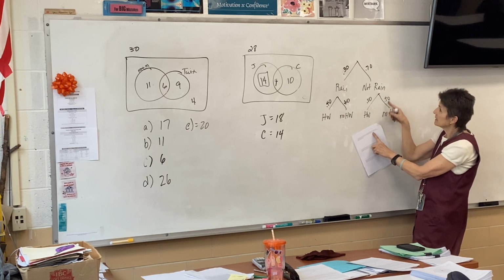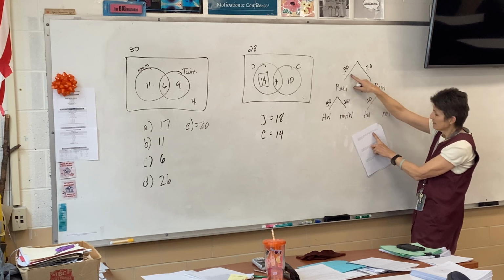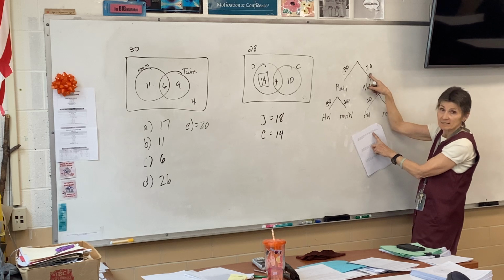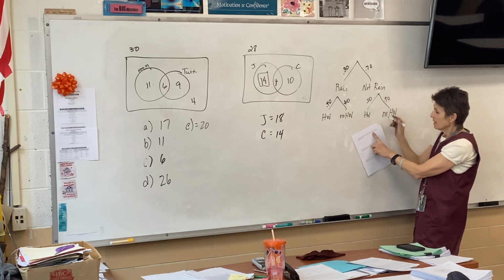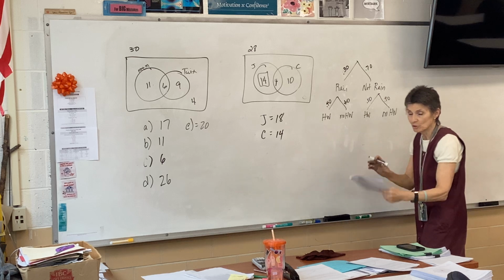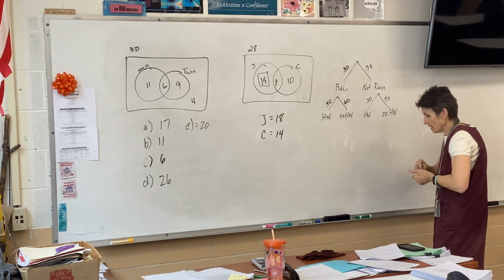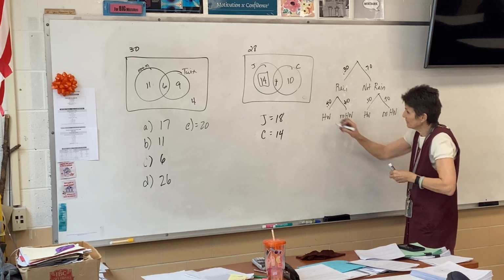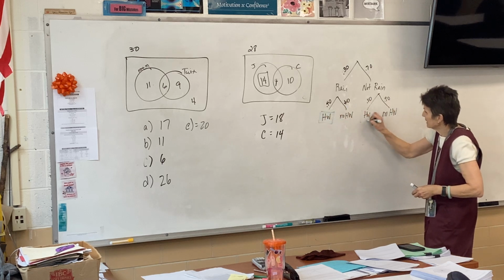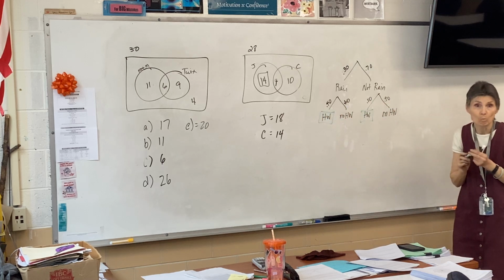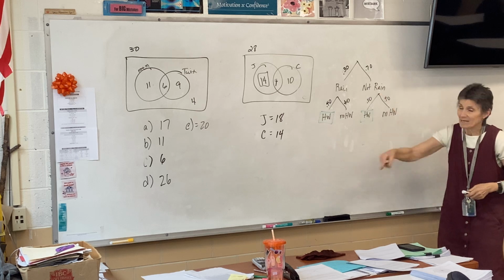The probability of rain is 30%, which means not rain is 70%. Find the probability of doing homework. So in other words, we want to find the probability of here and here. Those are my homework branches of the tree.